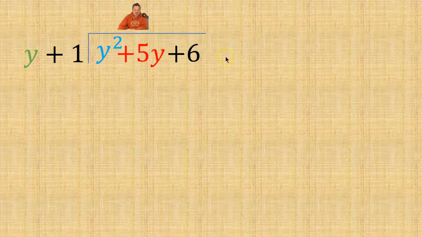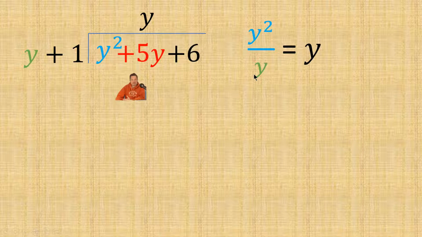So to do that, you can continue as follows. You take that y squared in blue and you divide by the y in green. That's going to give you that y in black. So y squared divided by y is that y. And that y in black then is what you would put above that red 5y. So when I do that, it's going to look like this.